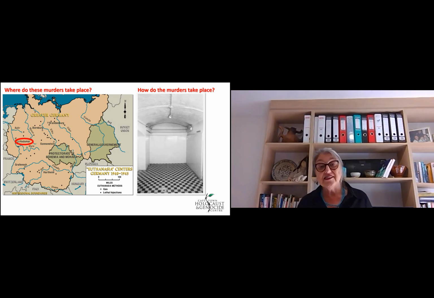How are the murders done? Well, by lethal injection for younger people and gas for older people. And this is where the first gas chambers are used, not in the death camps in Poland, but in hospitals in Nazi Germany, to get rid of that section of the population that they didn't want.